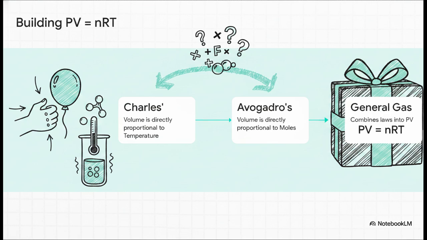We take Boyle's inverse relationship to pressure, Charles's direct relationship to temperature, and Avogadro's direct relationship to moles, and we just smash them all together. The result? The general gas equation, PV equals nRT. That R right there is your ideal gas constant. If you have any quantity of an ideal gas, this one equation ties all of its physical properties together in one really neat package.